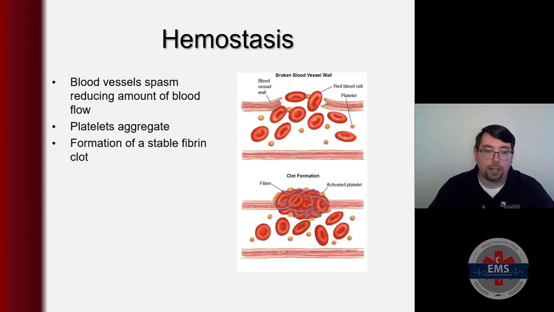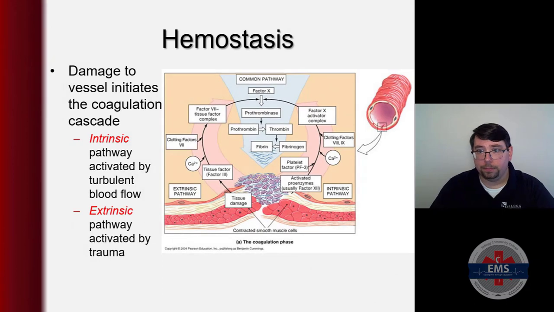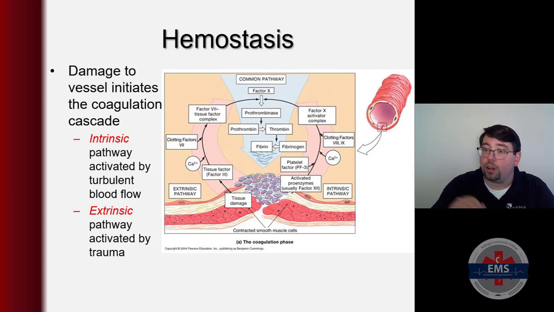Hemostasis really has to do with blood vessels breaking open. We know we get that turbulent blood flow and a reaction that begins to happen that identifies that there's a clot. Platelets begin to aggregate. We get the formation of fibrin, which helps stabilize the clot and weave it together. The damage to a vessel initiates a coagulation cascade. There are both intrinsic and extrinsic pathways, either activated by turbulent blood flow or activated by trauma.